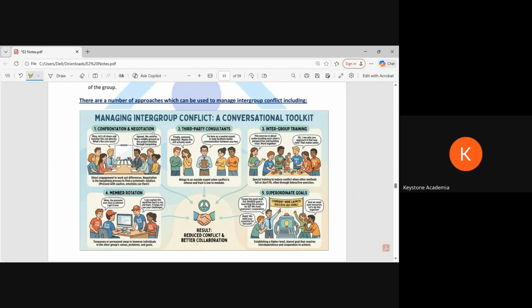Makes sense? Which one do you think is the best for us, looking at the size of our organization? Firstly, what kind of conflict can we face? And which one of these do you think will work?